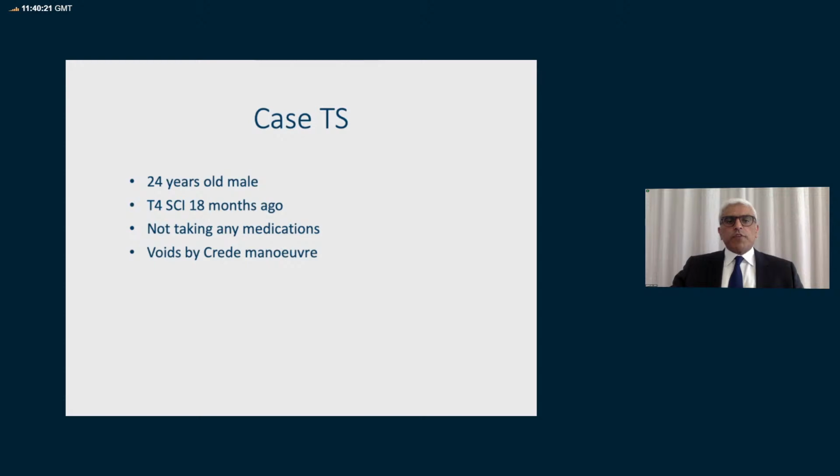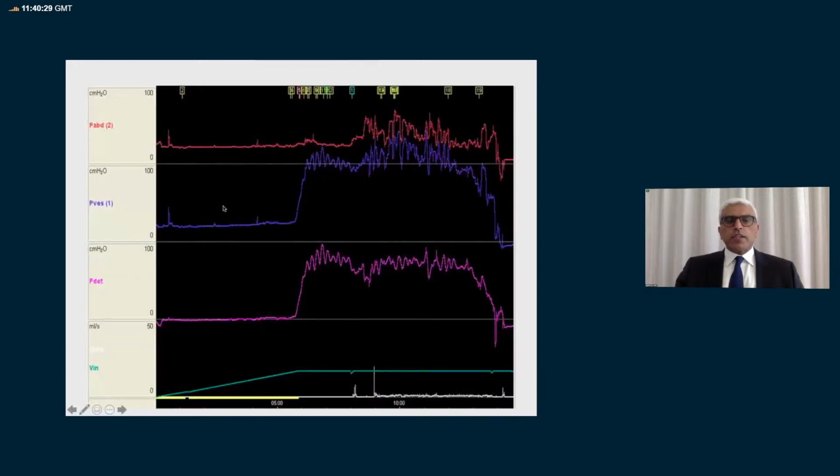The second patient is a 24-year-old T4 spinal cord injury patient, not taking any medications and voids by Credé maneuver. And here you can see a reasonably good study. You can see the abdominal line and vesical lines are zeroed to the atmosphere, subtracting well. There's cuff impulse, possibly at regular intervals, but you can see this is a classical sawtooth appearance.